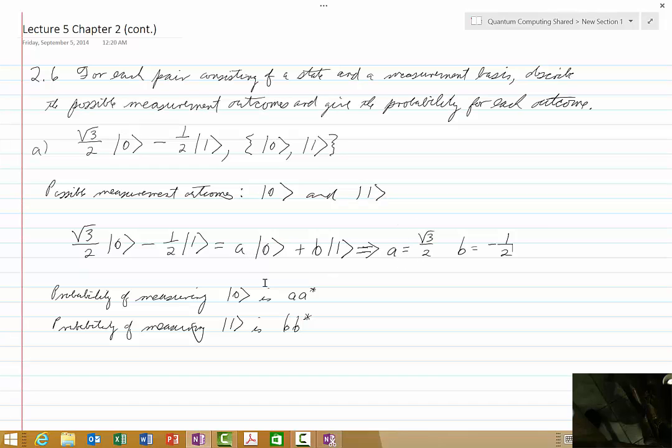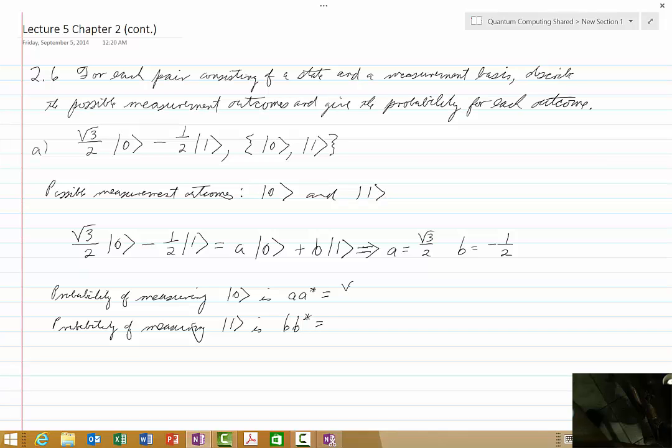And likewise, if we take the inner product of both sides of this equation with 1, this will disappear, and this will disappear. The inner product of 1 with 1 will be 1. The inner product of 1 with 1 will be 1 here as well. And so we get minus 1/2 is equal to B. So we have this. And so now we can immediately calculate the requested probabilities.